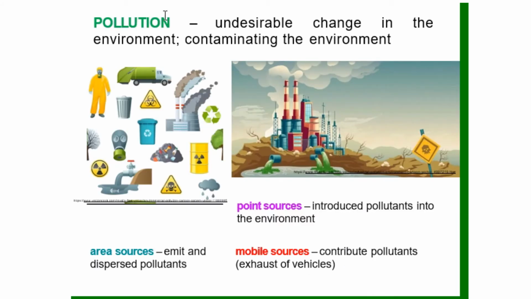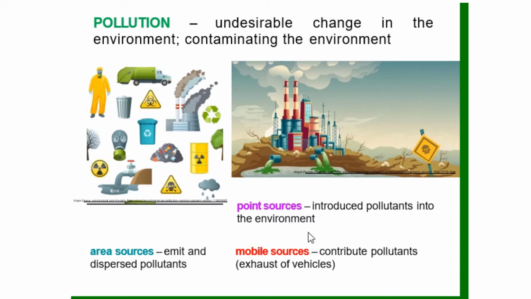Okay, what else? And then we have pollution. Pollution, by definition, is an undesirable change in the environment, and it is the one that contaminates the environment. So pollutants, contaminants, could cause an undesirable change in our environment. There are three ways in which pollutants are introduced to our environment. First, we have area sources or non-point sources. The second one, we have the point sources. Third, we have the mobile sources.